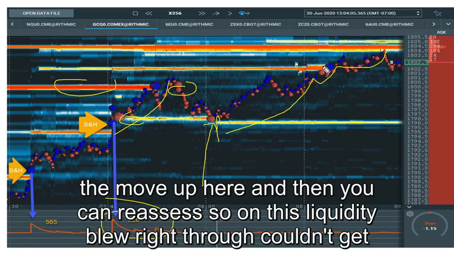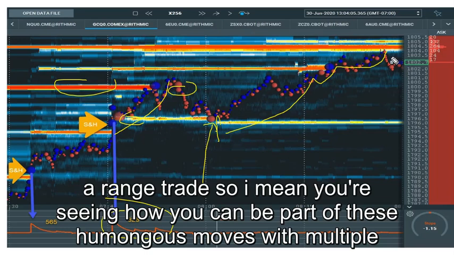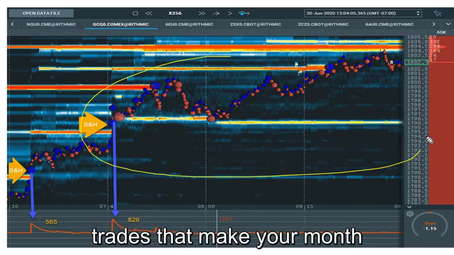So on this liquidity, it blew right through, couldn't get below. Moved up to the next liquidity. Then when it got here, it started a range trade. So you're seeing how you can be part of these humongous moves with multiple positions on, right? These are the kind of trades that make your month.